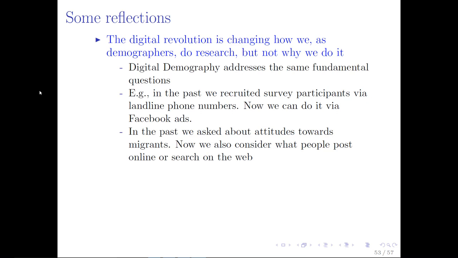And so I pointed to those examples because I wanted to say that the digital revolution is really changing how we do demography, but not necessarily the reasons behind it. For instance, a lot of the examples that I showed address the same fundamental questions that we are interested in in demography. So for example, we may be interested in attitudes towards migrants, but we may consider not only surveys, but also what people post online, and that might give us some different measurements of the same type of phenomenon. Or in the past, we recruited survey participants only with landline phone numbers. Now we can also do it with Facebook data.